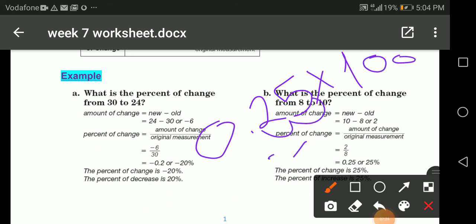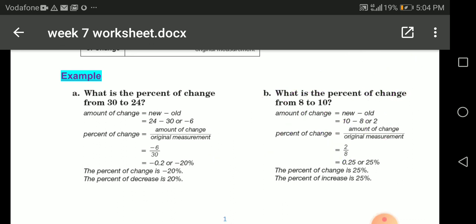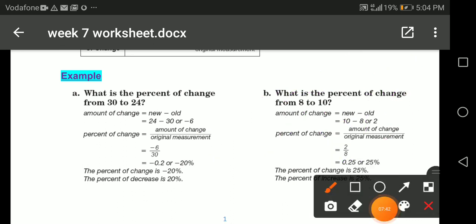I want it as a percent, so 0.25 multiplied by 100. We move 2 places to the right from the decimal point. The answer is 25%. Is it an increase or a decrease? Increase, because we have a positive sign. So the percent of increase is 25%. I hope you understood the lesson. Bye bye, my dear students.